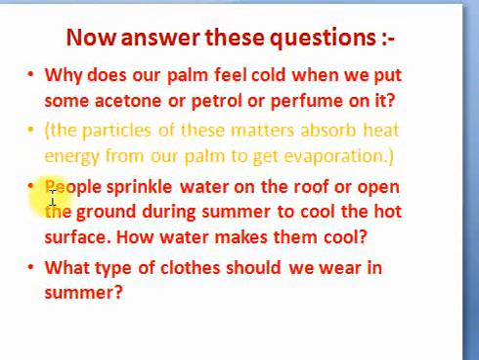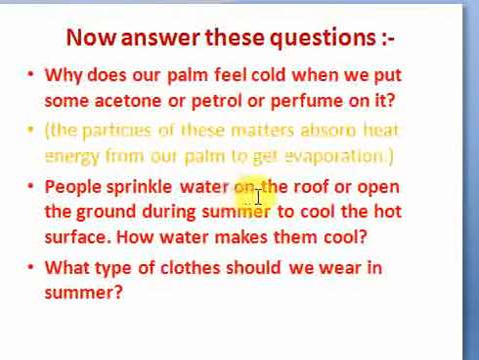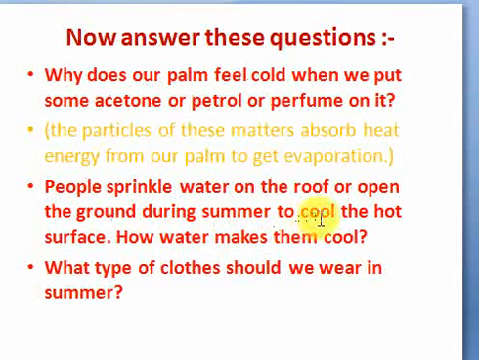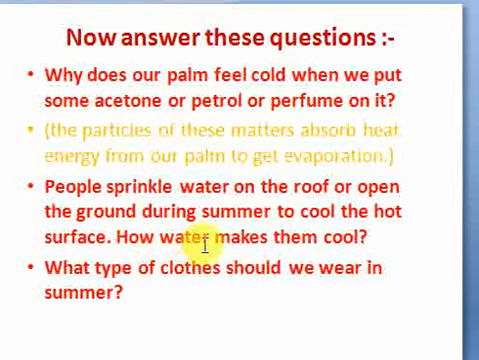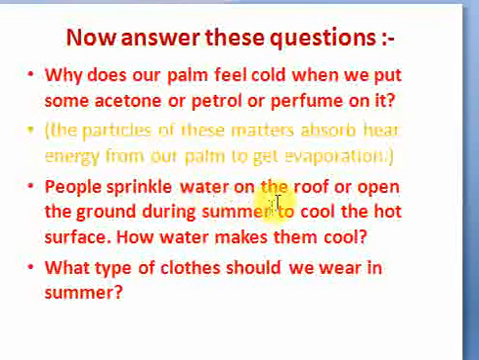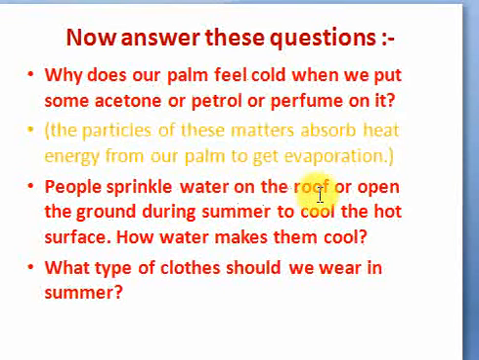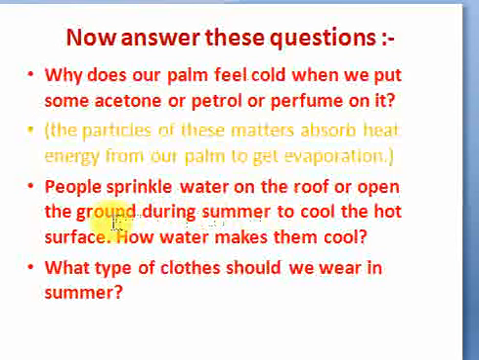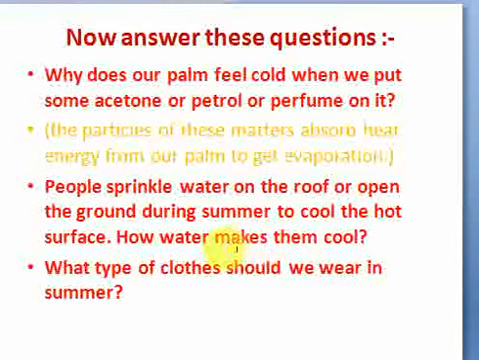Then the next question is, generally people sprinkle water on the roof or on the open ground during the summer to cool the hot surface. How does water make them cool? This is very easy, because water absorbs heat from the surface, like the roof or open ground, when it is sprinkled on them. When it absorbs the heat from these surfaces, their temperature decreases, so they become cool.